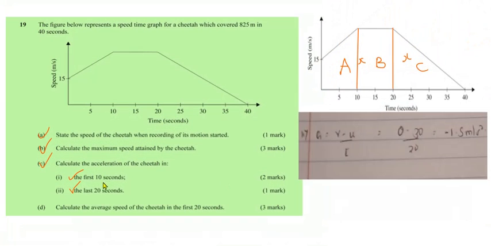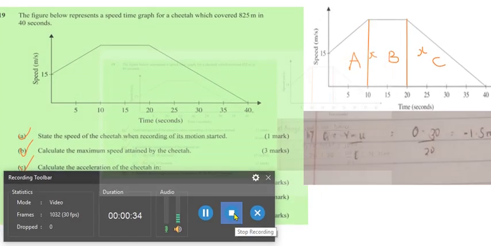And also for the second part, where you've been told to calculate the acceleration for the last 20 seconds, you're also going to take the final speed minus the initial, which is going to be 0, which was the final one since it has stopped, minus the initial, which was 30 meters per second, over the time which was taken, which was 20 seconds. You're going to find negative 1.5 meters per second squared, which means that the cheetah was decelerating. So that was the acceleration, negative 1.5 meters per second squared.